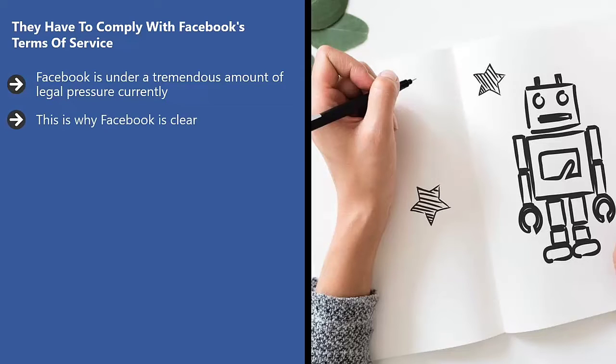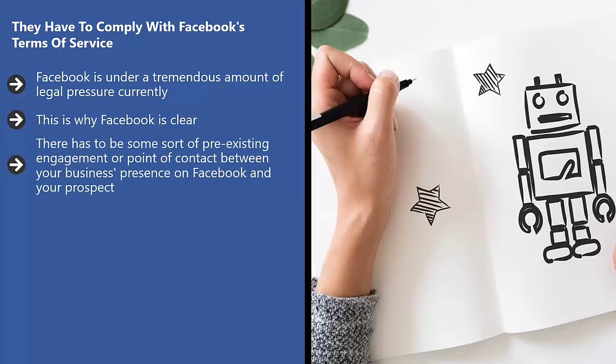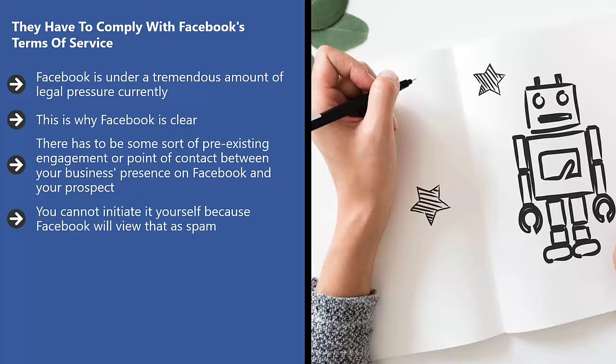This is why Facebook is clear. You can use Facebook Messenger purely as an inbound system. You cannot turn it into some sort of spam machine that basically messages people who haven't even been to your page. There has to be some sort of pre-existing engagement or point of contact between your business's presence on Facebook and your prospect. Maybe they visited your page. Maybe they are part of a group that you control. Maybe they left a comment on your page. There has to be some sort of initial trigger that was purely initiated by your customer. You cannot initiate it yourself because Facebook will view that as spam.